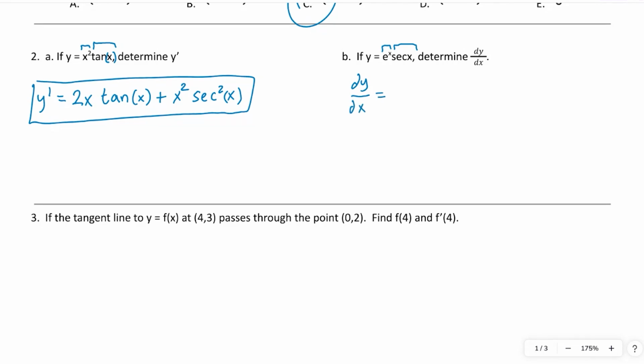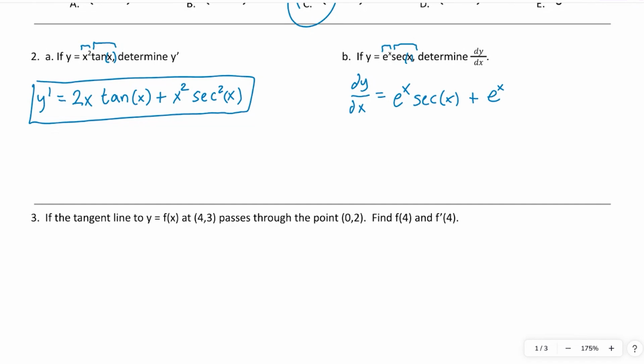is going to equal the derivative of the first, which is e to the x, times the second, which is secant x. Again, I kind of like putting some parentheses around that x. Not totally necessary, but I should have put those in there. Anyway, plus the first function, which is e to the x, times the derivative of the second.